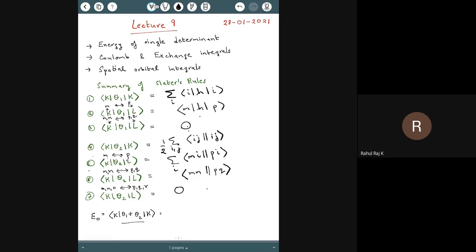Okay. And then can someone tell me what it should be? It's pretty obvious from the Slater's rule. So which one do we need? So it's this one, and this one. So it's simply sum ihi plus half sum ij. That is the energy expectation value of a single determinant.